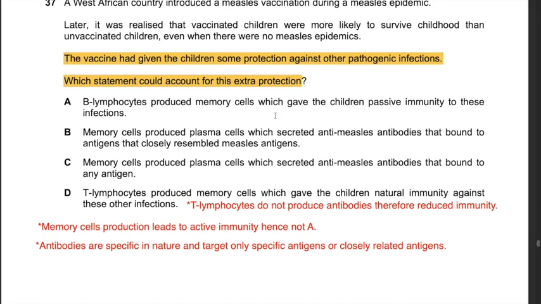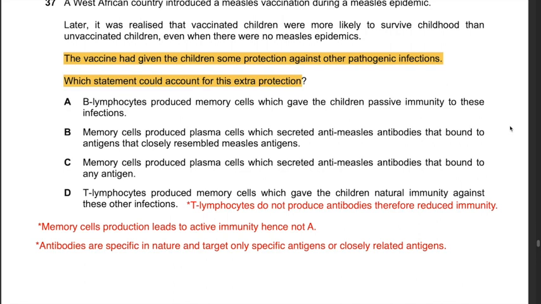Question 37. A West African country introduced a measles vaccination during a measles epidemic. Later, it was realized that vaccinated children were more likely to survive childhood than unvaccinated children, even when there were no measles epidemics. The vaccine had given the children some protection against other pathogenic infections. Which statement could account for this extra protection?